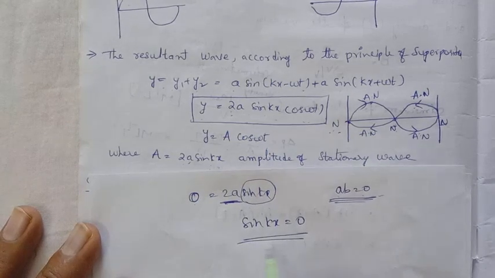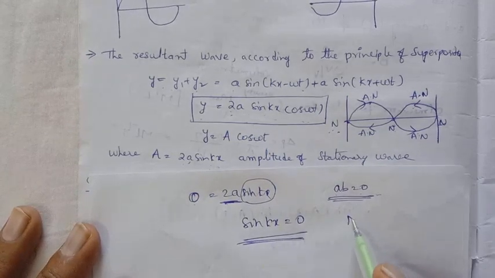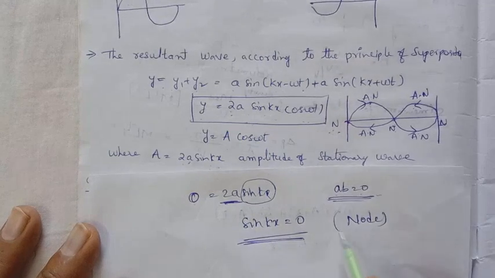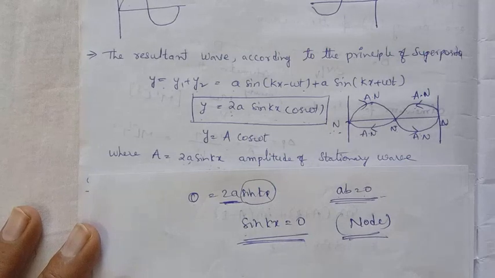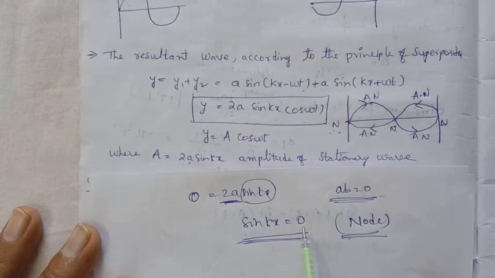So when the amplitude is minimum, that point is called a node. You have to remember this term. What is a node? At a node, which one is 0? The amplitude. So the point at which the amplitude is 0 is taken as a node. Sin kx is equal to 0.